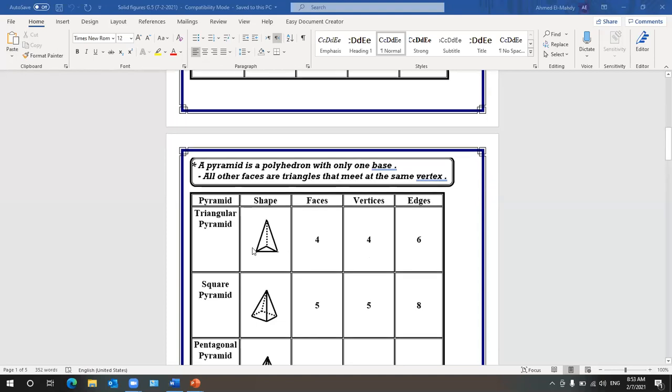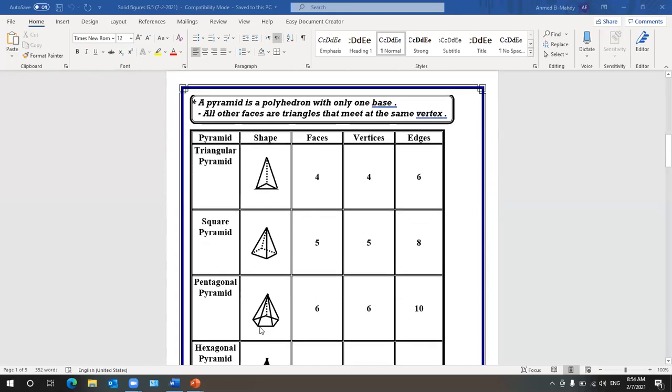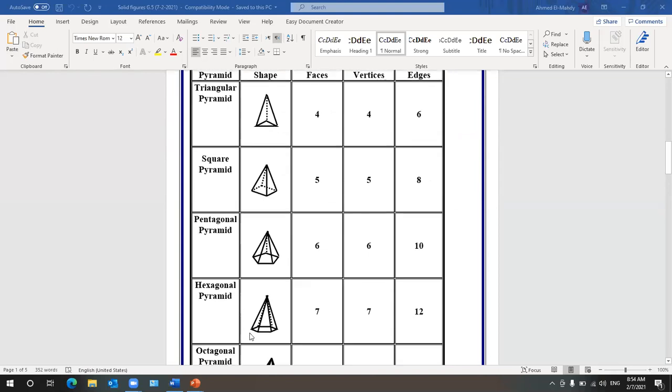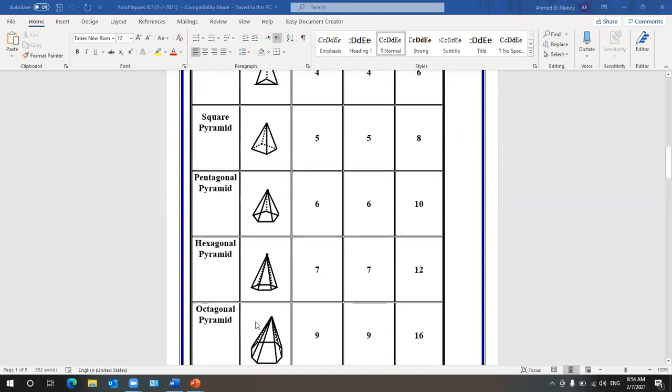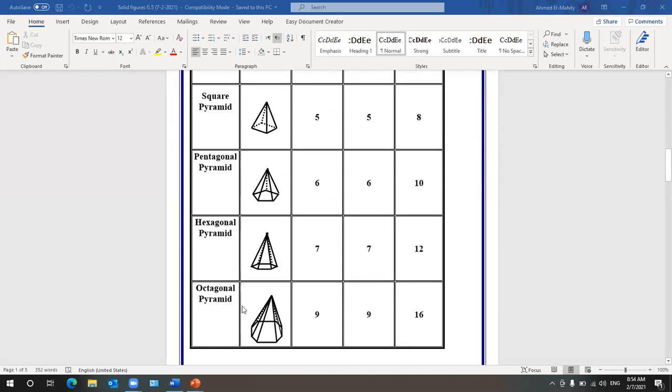This one, for example, the base here is a triangle. It will be a triangular pyramid. And the base here is a square. It will be a square pyramid, or rectangle, it will be a rectangular pyramid. The base here is a pentagon. We have 5 sides in the base, 1, 2, 3, 4, 5. It will be a pentagonal pyramid. This one is a hexagon. It will be a hexagonal pyramid. This one is an octagon. It will be an octagonal pyramid.